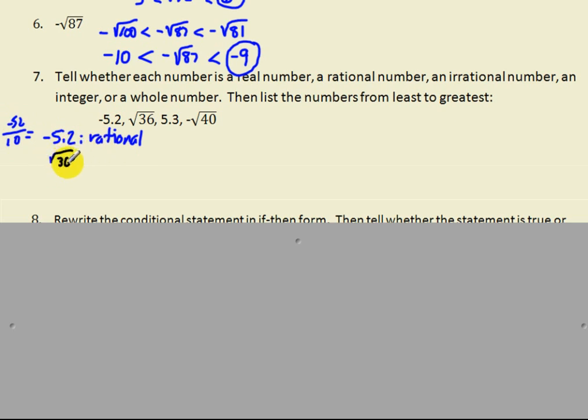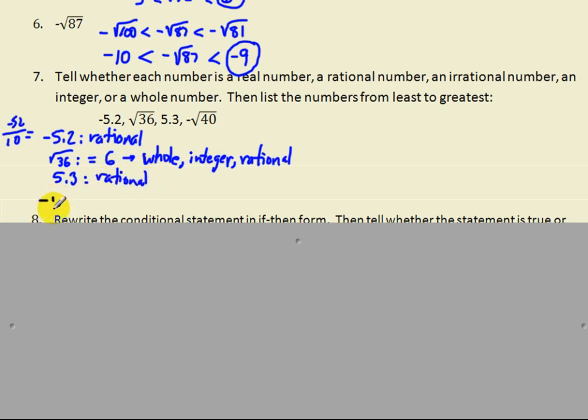The square root of 36, well, that's equal to 6, which means that this is, first of all, a whole number, and then that means it automatically qualifies as an integer and as a rational number. Okay, 5.3, that's very similar to that negative 5.2. It just happens to be positive, but it's a terminating decimal. We could write it as 53 over 10 if we wanted. It is rational.